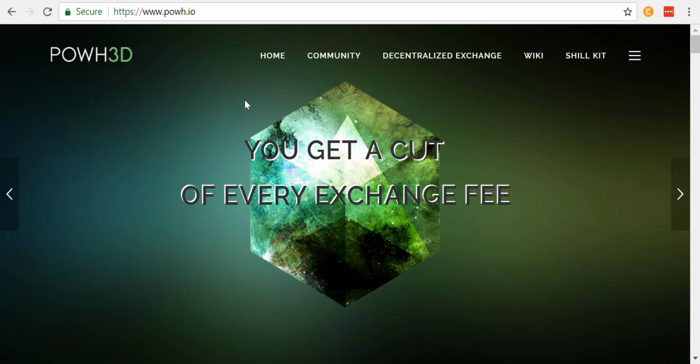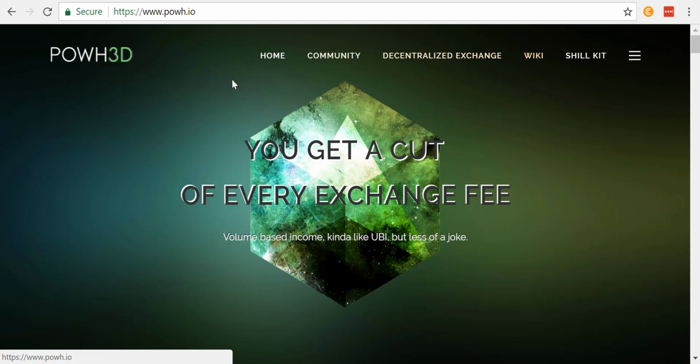Proof of Weak Hands came out. You can go to the website, I'll put a link below, click on the wiki, and read through it. They didn't have an ICO. They basically just had a kind of soft launch. They just went out there. And when they did, the project essentially already worked.